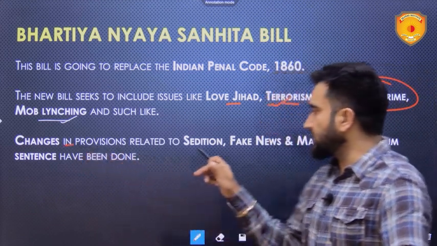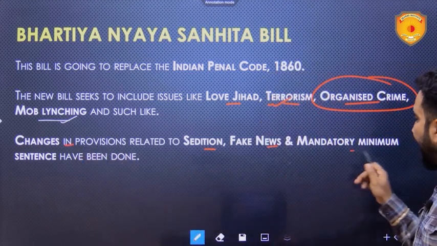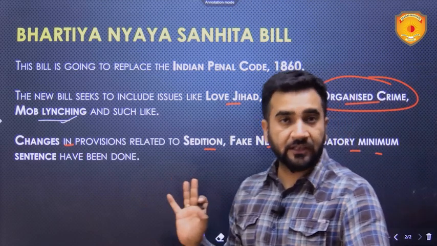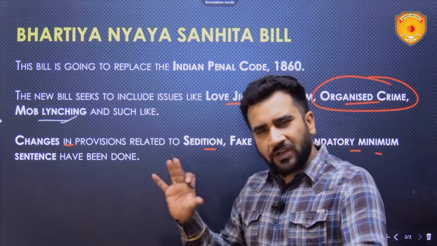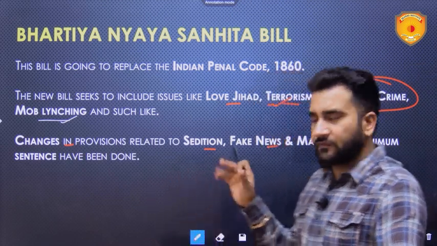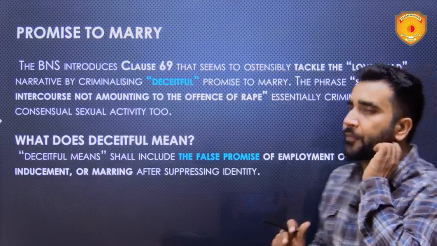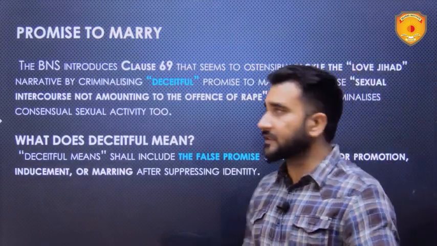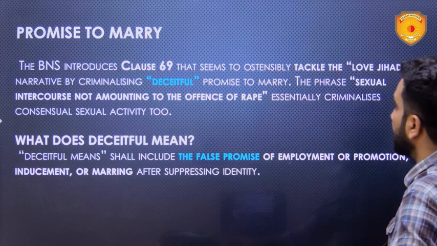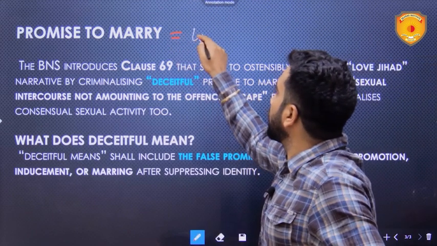Changes in provisions related to sedition, fake news, and mandatory minimum sentence have been done in this law. So, what are the changes done? What are these things? We will see in this particular topic as we progress. Now, the promise to marry. This is basically the provision related to love jihad.